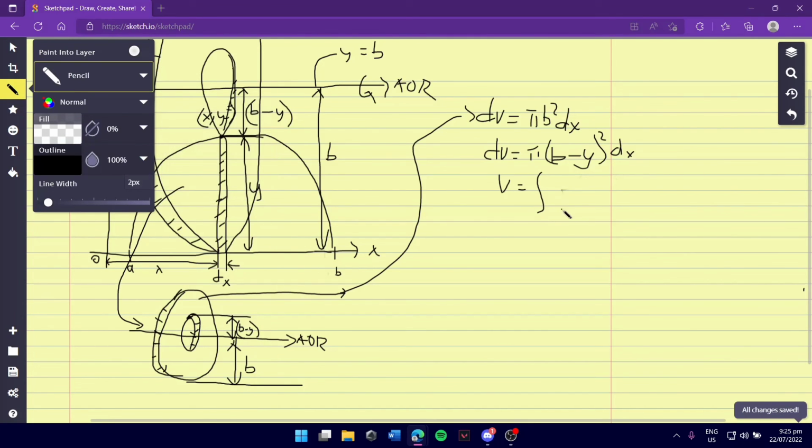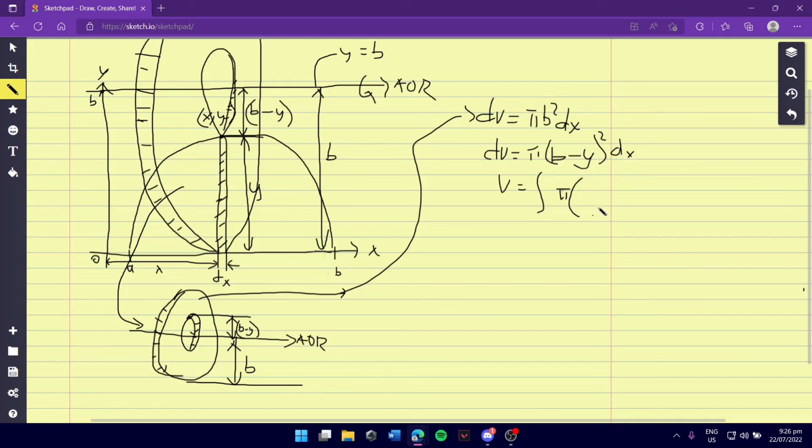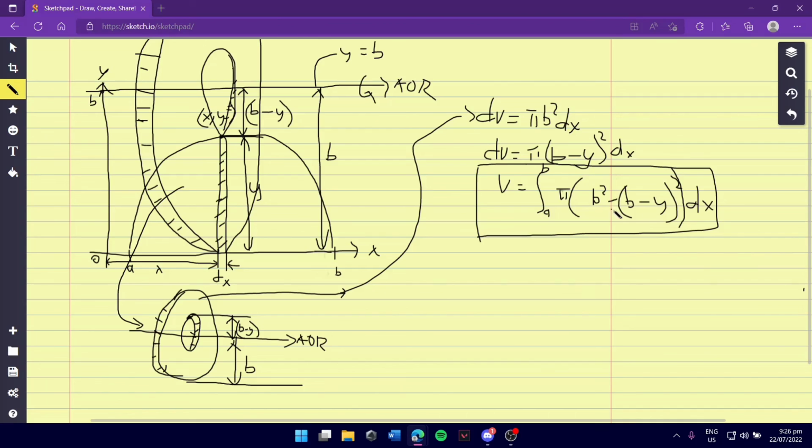That's it. So next, differentiating both sides, cancel out, then it becomes pi times (b squared minus b minus y) squared times your dx, right? So now this is your limit, from point A to point B. Okay, you now have your formula for the washer method.